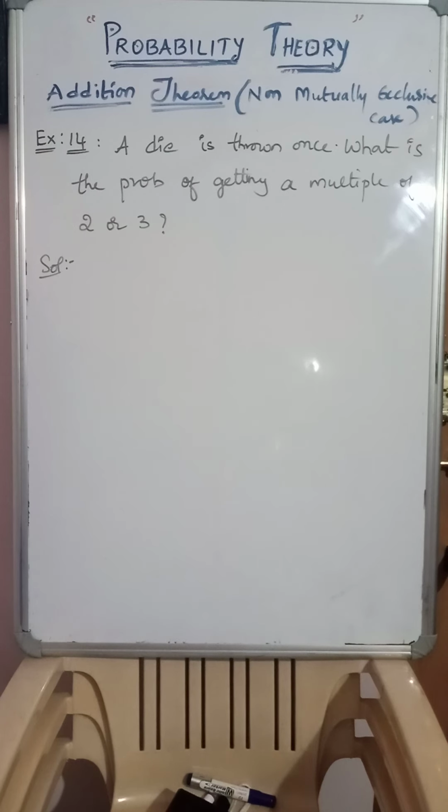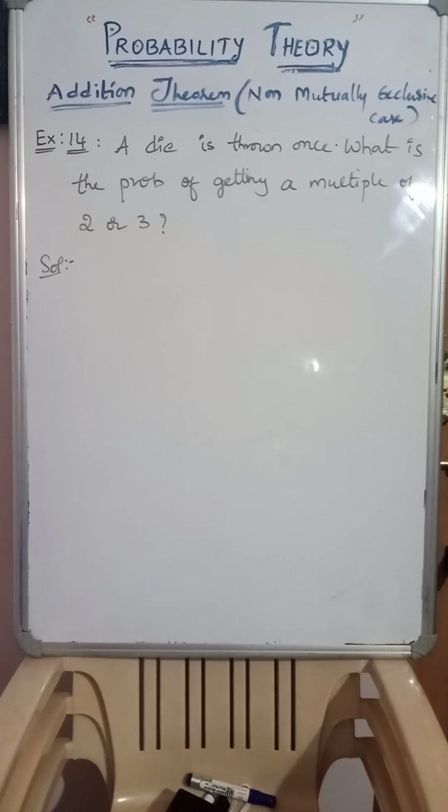Look at this problem now. Example number 14. See, anywhere they have not mentioned so and so problem is exclusive and non-exclusive guys. Depending upon the problem you have to decide whether it is exclusive or non-exclusive. Clear? And look at this problem now. A die is thrown once. What is the probability of getting a multiple of 2 or 3? This is the question.